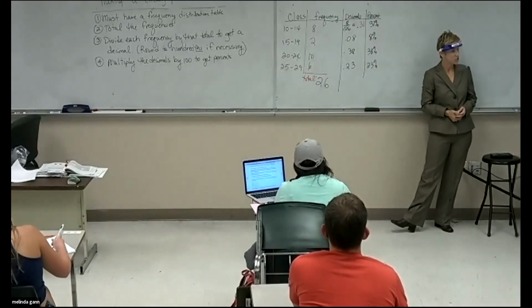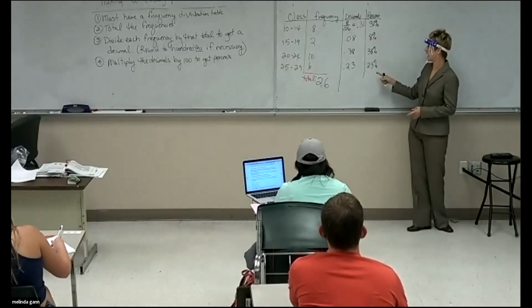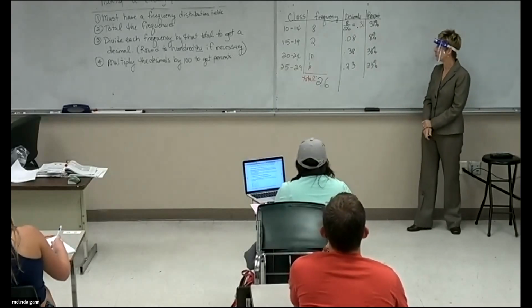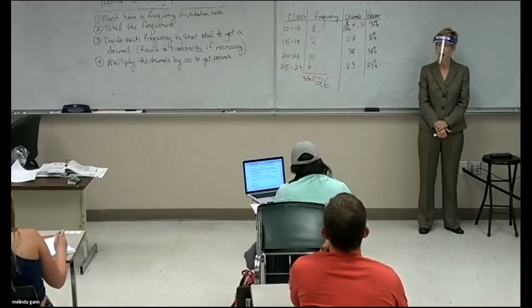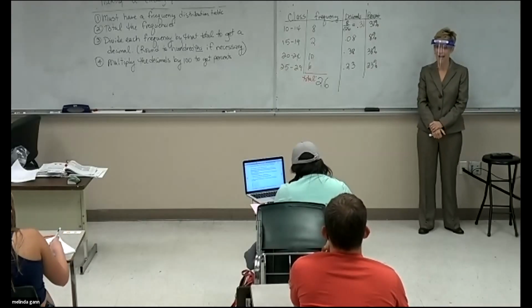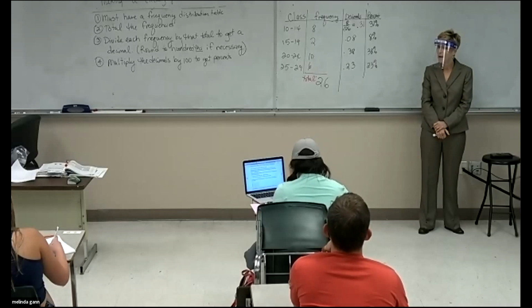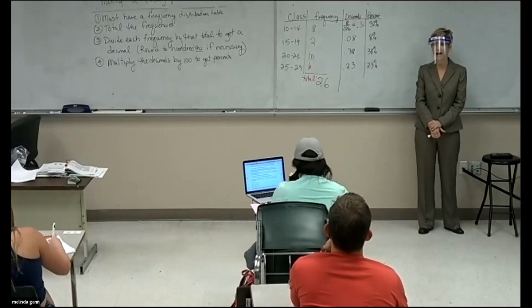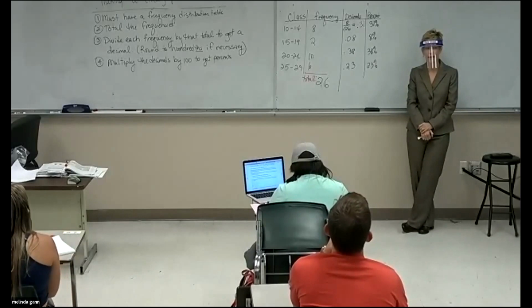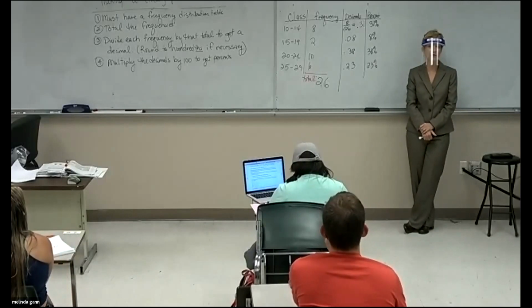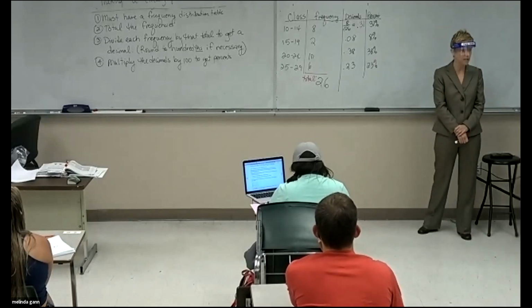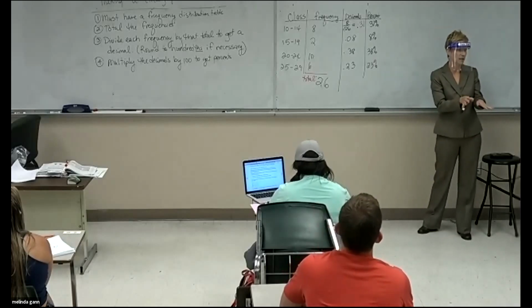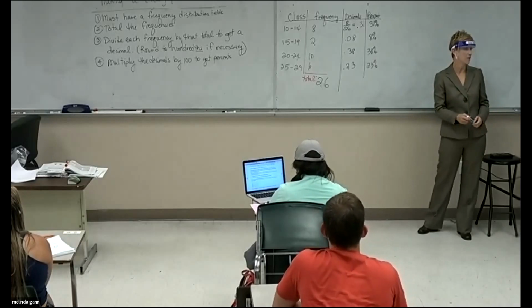Now, here's a quick check. What should these add up to? About 100. Add them up and see if they add up to 100. Do they? Now, will they always add up to exactly 100? Why not? Because you rounded. So sometimes you might get like a 99 or a 98 or 101. But if you get like 95 or 107, something's wrong. You want it to be exactly 100, but sometimes because you round, you get a little bit of error. But it should be close.